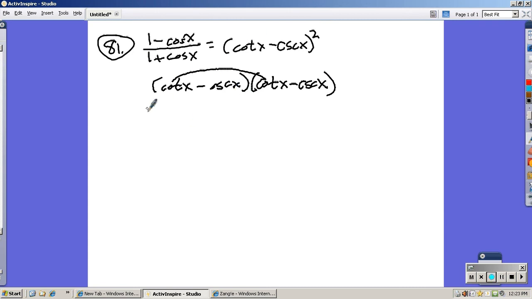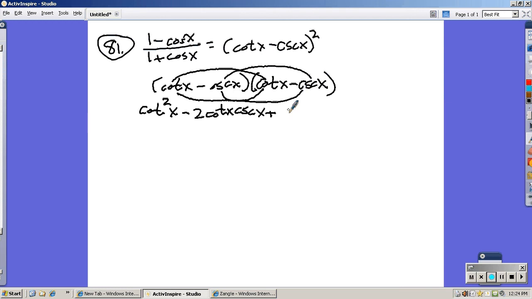Cotangent times cotangent, that's cotangent squared. Negative cosecant times cotangent. And negative cosecant times cotangent. So I have two of those. Cotangent times cosecant, both of x. And then negative cosecant times negative cosecant. A negative times a negative is positive. Cosecant times itself is cosecant squared.